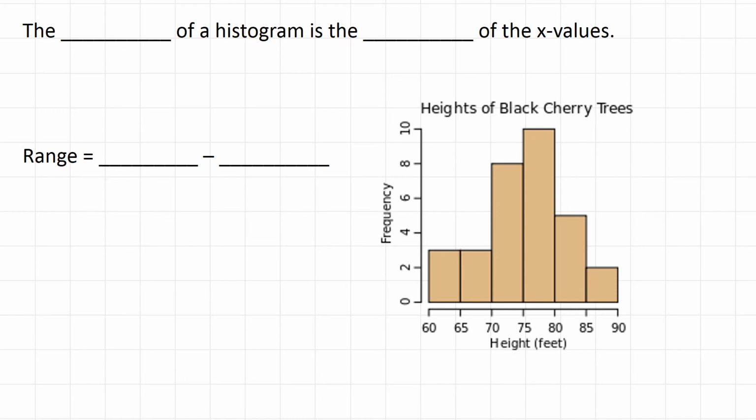Let's go through a couple of vocabulary things here. The range of a histogram is the spread of the x values. Basically, what that's telling us is how many values that this histogram covers. So we often do the range as the maximum minus the minimum x values. So maximum x value minus minimum x value.